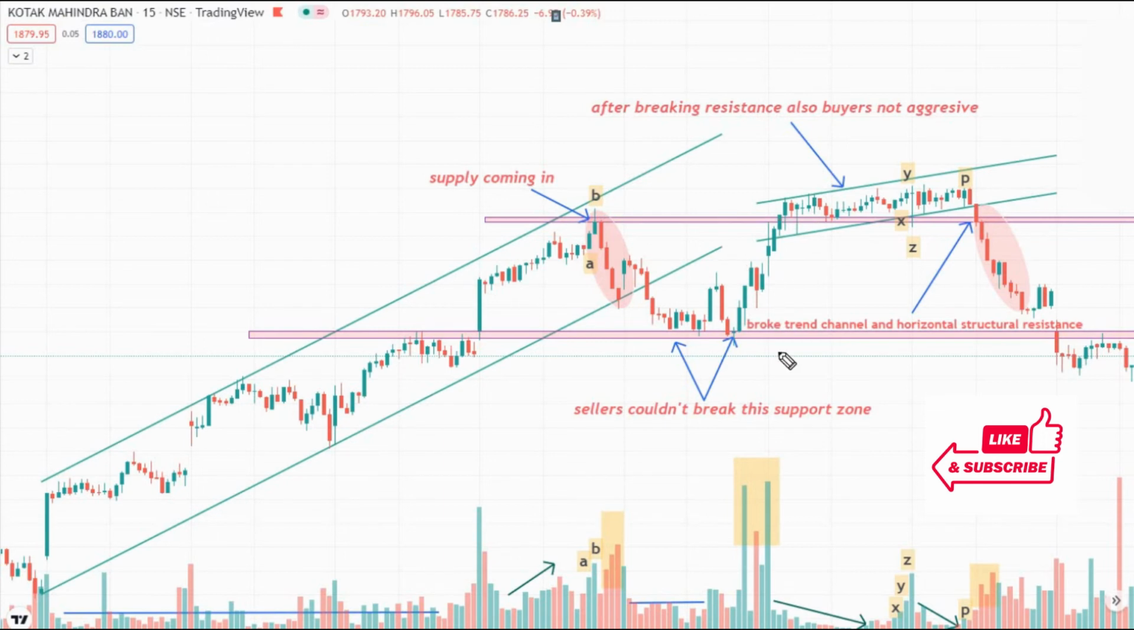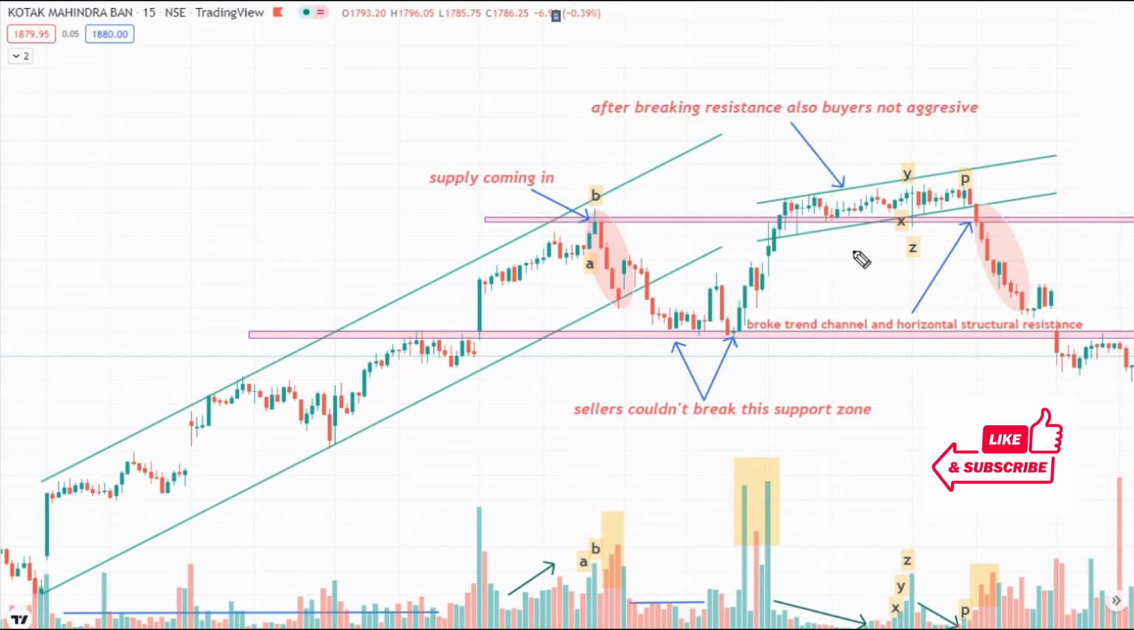Now what happened? After breaking this important resistance zone, there is a loss of momentum on the buying side. So even after breaking resistance, buyers are not aggressive. What is this indicating? We all know that if an important level is broken, then a sharp one-sided momentum usually comes in the market, because the other side gets trapped and they exit their positions, and also new players get activated. So we usually get a one-sided sharp momentum after a break of a major resistance zone.